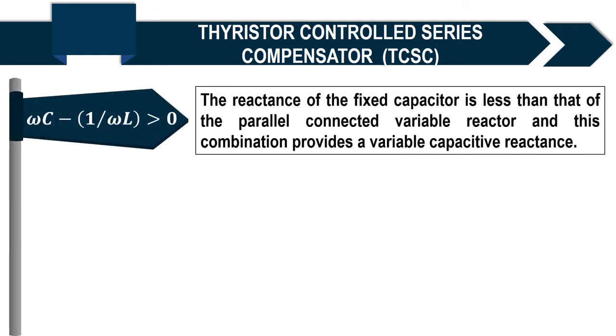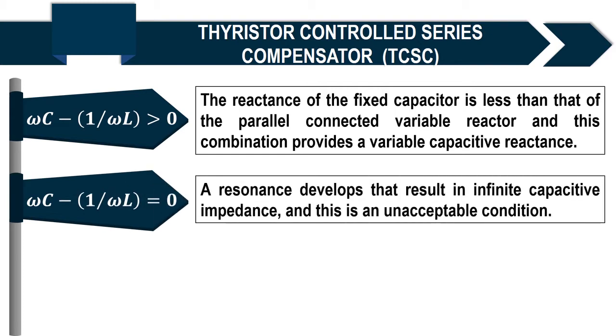If omega C minus 1 upon omega L is greater than 0, the reactance of the fixed capacitor is less than that of the parallel connected variable reactor, and this combination provides a variable capacitive reactance. If both the values are equal, that is omega C minus 1 upon omega L is equal to 0, a resonance develops that results in infinite capacitive impedance, and this is an unacceptable condition. So we normally do not operate TCSC under these conditions.